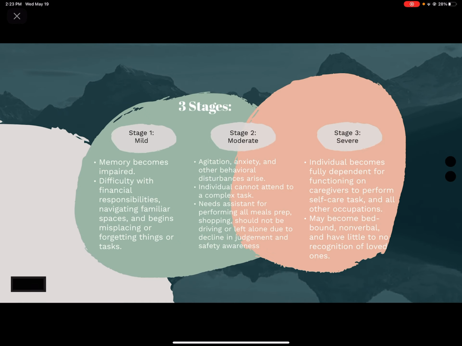There are 3 stages called mild, moderate, and severe. Mild, with being able to still be independent, but memory becomes impaired and you start to have difficulty with navigating familiar spaces, forgetting things, and others. Moderate is where you should be more aware of your loved ones.